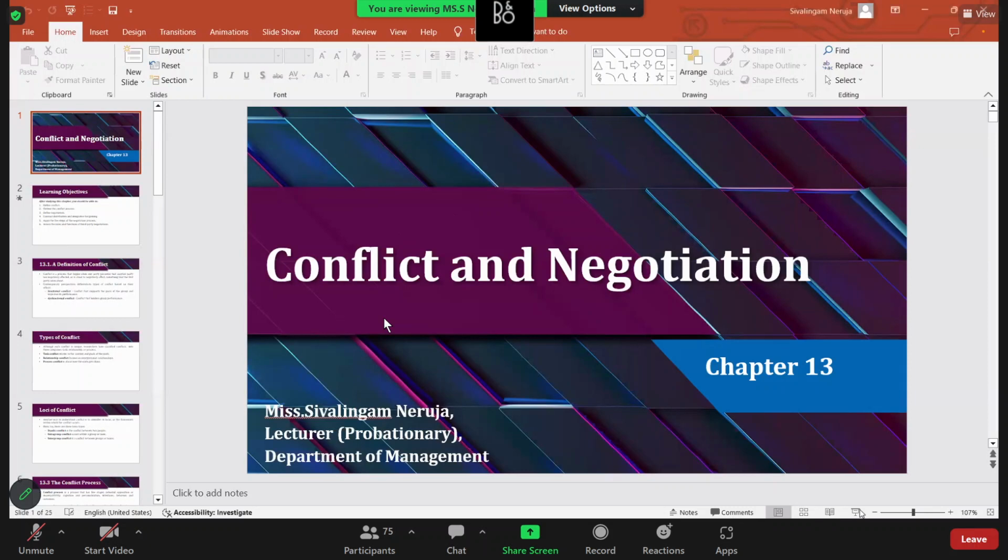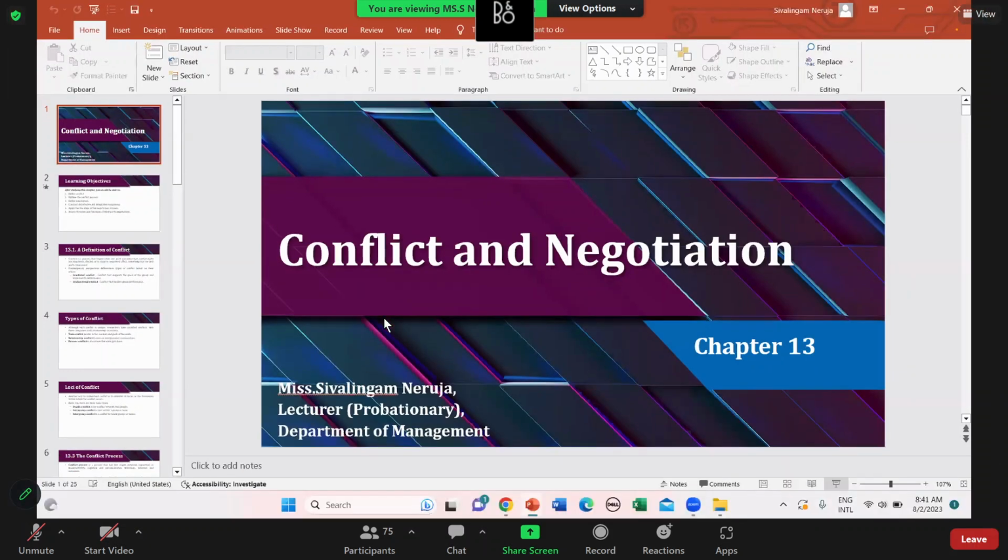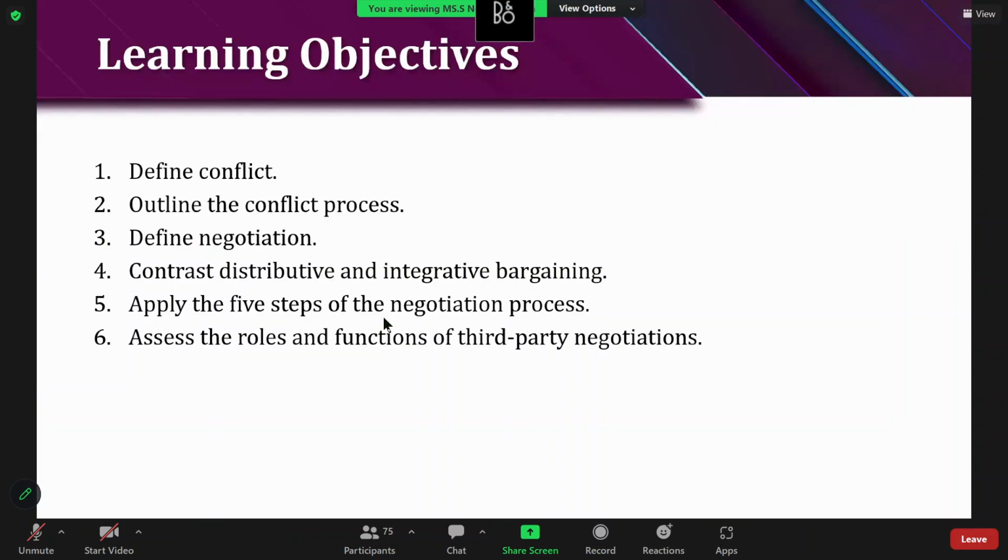So now we are moving to chapter 13, which is conflict and negotiation. The specific learning objective that we are intending to achieve through this chapter is to define what conflict is and outline the conflict process. So there is a process called conflict. Normally all conflicts go through that particular process, even though we recognize it or not. We will try to understand what the conflict process is and what the stages involved in it are.